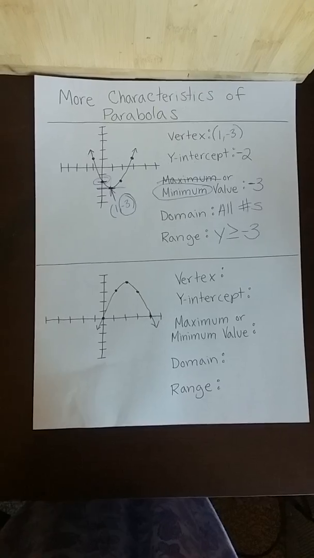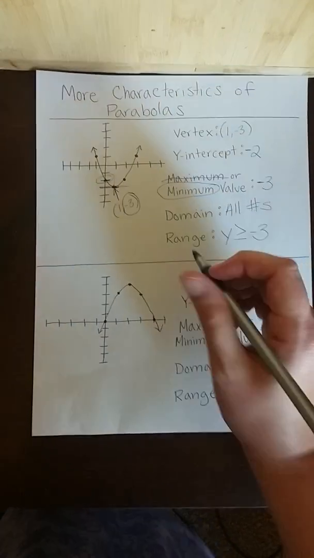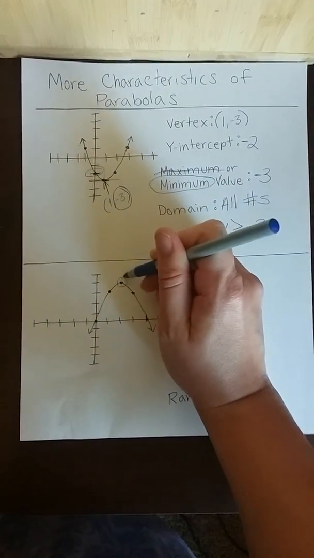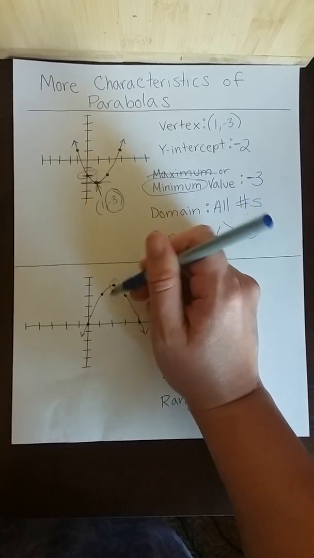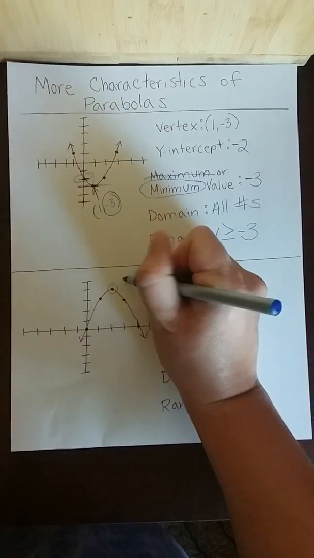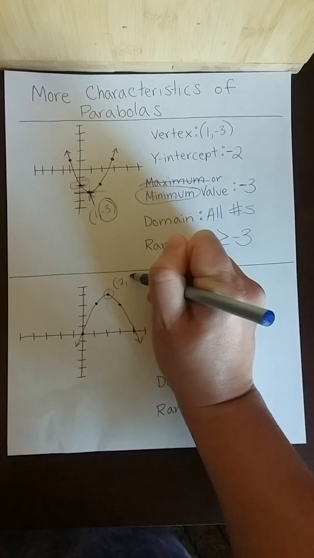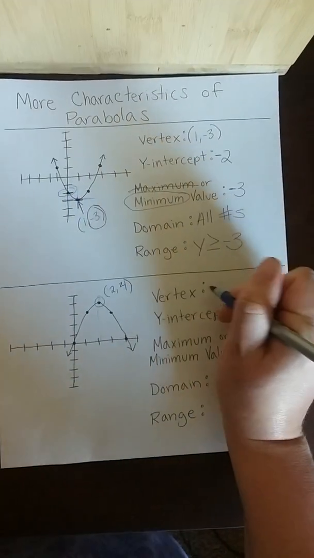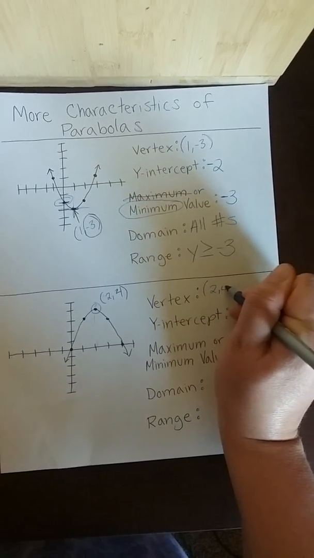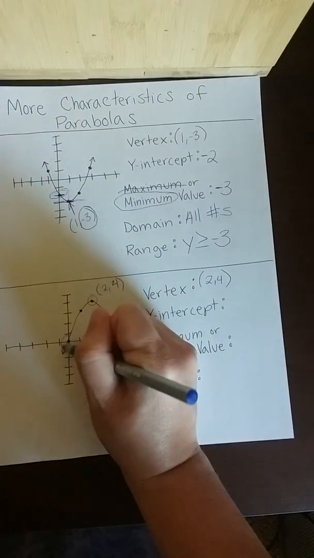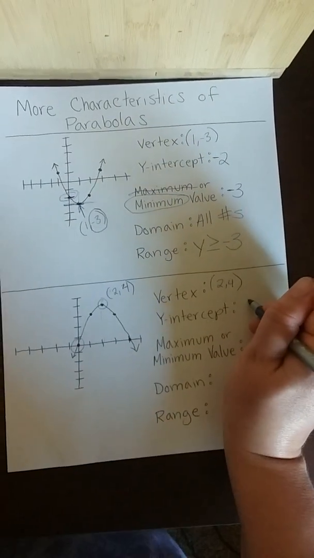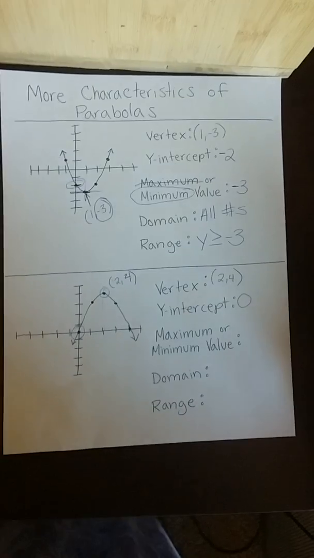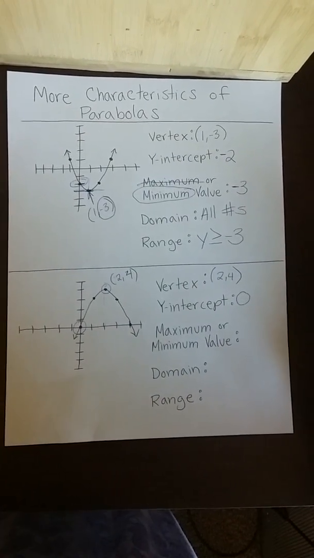Okay, let's look at our second parabola. So if you look here, here is my vertex. The vertex here is at (2, 4). So that's the vertex. Your y-intercept in this case is right here at the origin, which is 0. So it crosses the y-axis at 0.